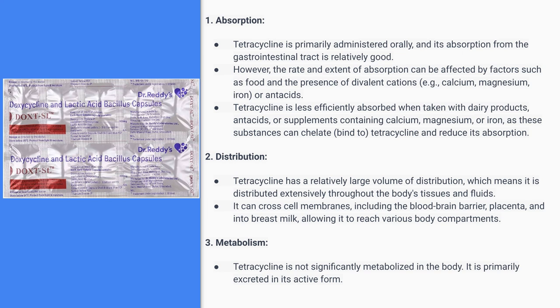Alright. So the next thing that we talk about is the distribution. A large volume of distribution is there, so it will spread to various places, not a big deal. Over here we can also see that it can cross cell membranes, it can cross the blood-brain barrier and placenta, and definitely it can be expressed in the breast milk. Since it has a large volume of distribution, it can go into any body compartment. Next, as far as metabolism is concerned, it doesn't get metabolized, so it is excreted in its active form.